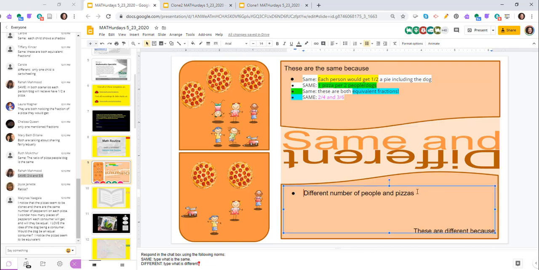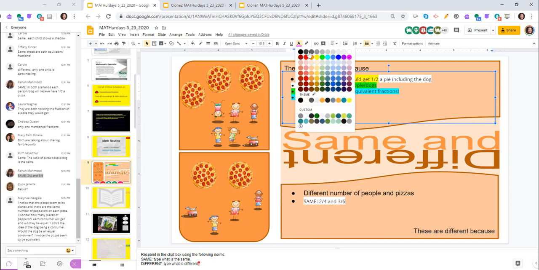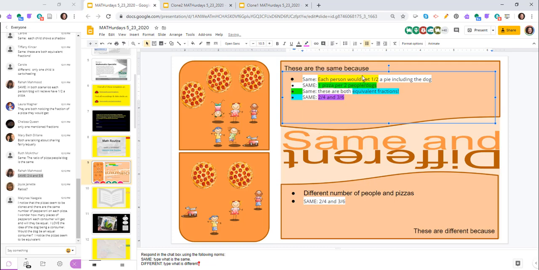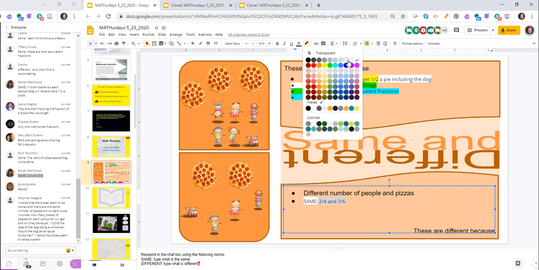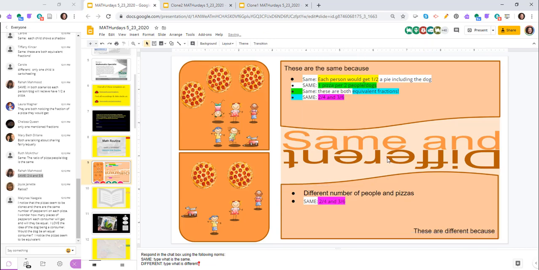Sure. So in the top scenario, we have 3 pizzas that's divided or shared by 6 people and a dog. So that would give me 3/6, which is equivalent to 2/4. And on the bottom scenario, we have 2 pizzas that are divided into 4ths because there are 4 people and a dog. So they're same because the value of the fractions are the same, but they're different because we're using different digits to show the value.